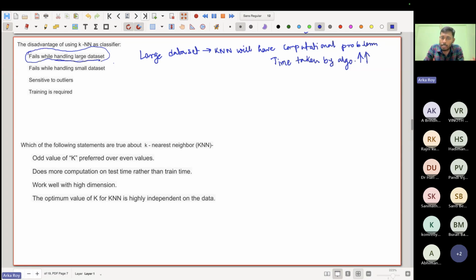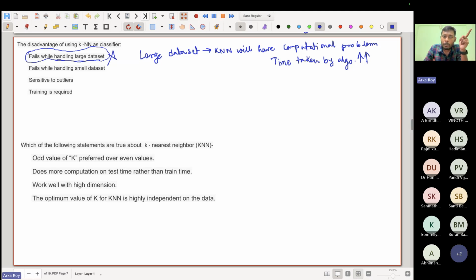Because for any classifier, the main target is basically to classify samples. If you are able to classify the samples pretty well, then you can say that the classifier basically works very well. It may take some substantial amount of time to do the classification, but that does not mean that the KNN algorithm will fail every time when it handles a large data set. So therefore, this particular line is not solely correct.